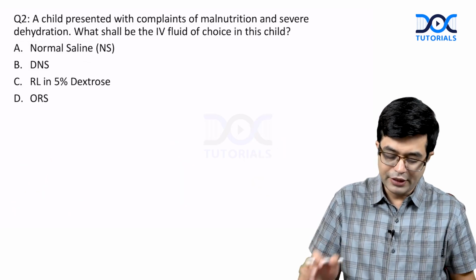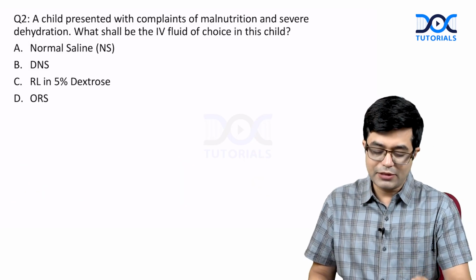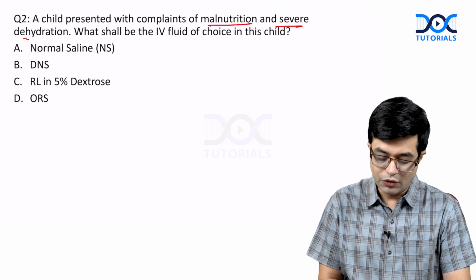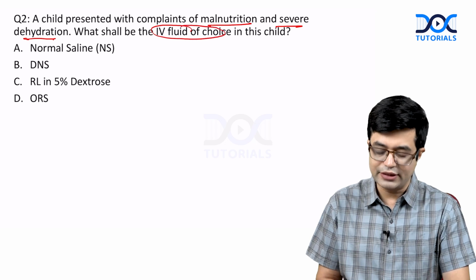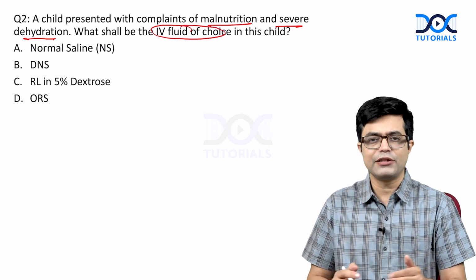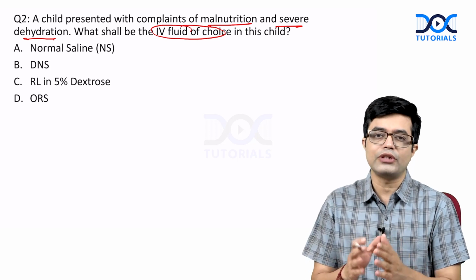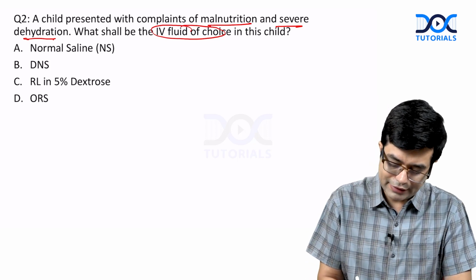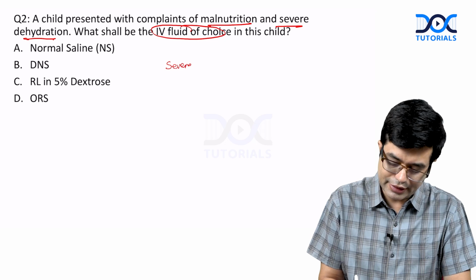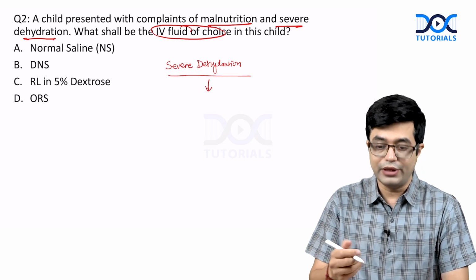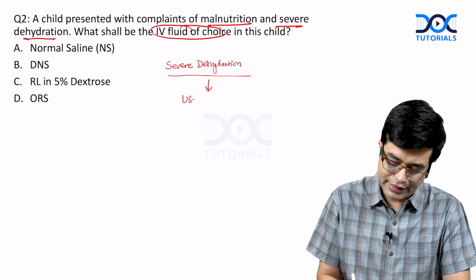Let's move further. Talk about question number 2. A child presented with complaints of malnutrition and severe dehydration. What shall be the IV fluid of choice in this child? This is again something that has been commonly discussed. Whenever there is severe dehydration, you need to use IV fluids. So you understand that any child with severe dehydration is unable to drink any fluid. So we always use intravenous fluids in the patient, right?